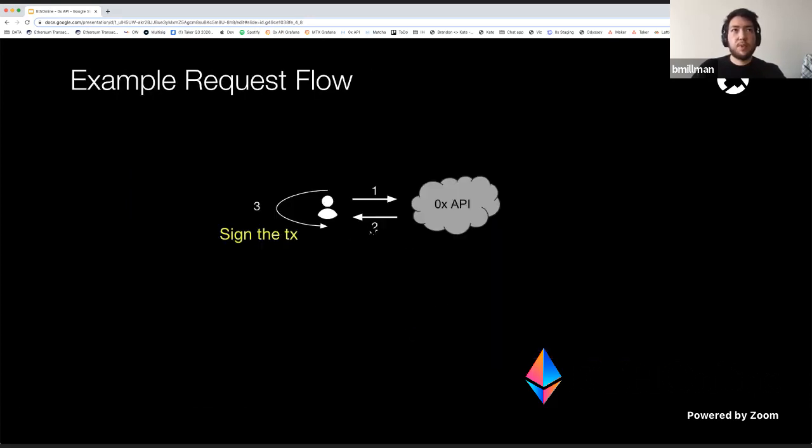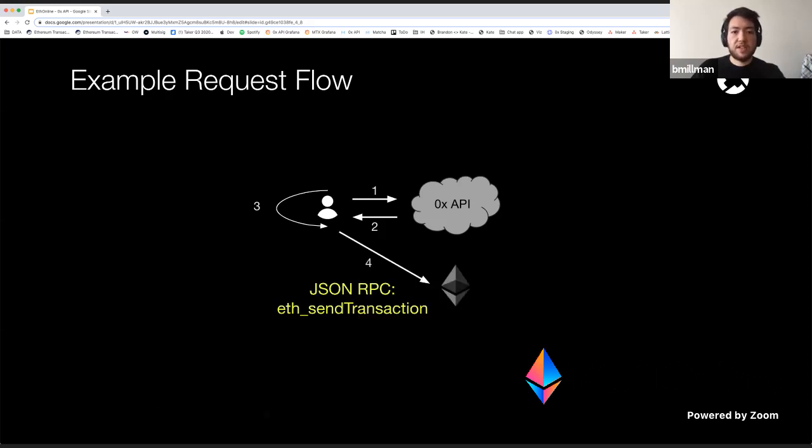Again, the response comes back to the user, and the user signs the transaction with whatever method they want. Some people run their own node. Some people use MetaMask. Some people just have their own tooling. Whatever you want to use, you just need to sign the transaction and send it like you would normally. Once the transaction is signed, it can be sent over to the Ethereum mempool through any method you prefer. Again, some people run their own nodes, and other people use something like Infura or Alchemy to do that. And then once the transaction is mined, the trade will be complete.